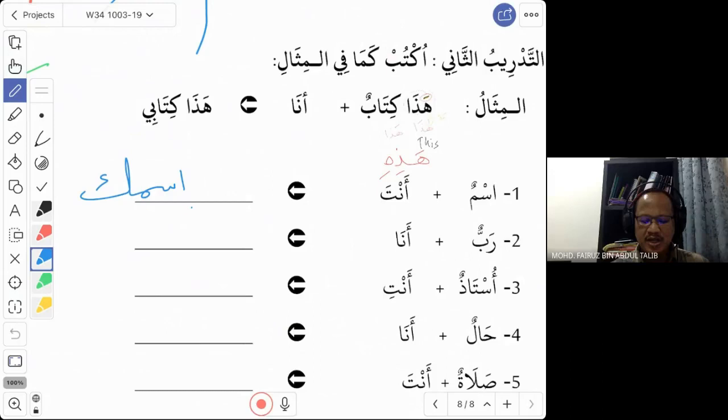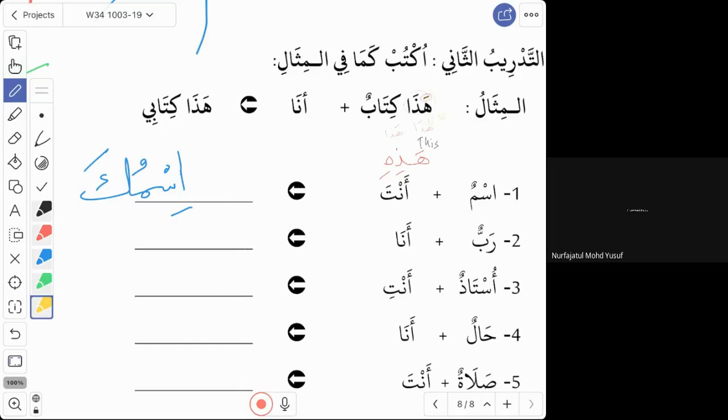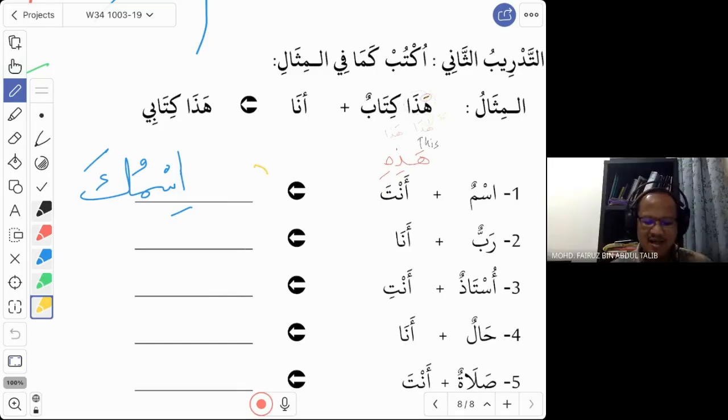I believe everybody now understands how to do this. So yes, ismuka. But what is the word to say this? Is it haza or hazihi? Haza. Yes, correct. And why is it haza? Why not hazihi?